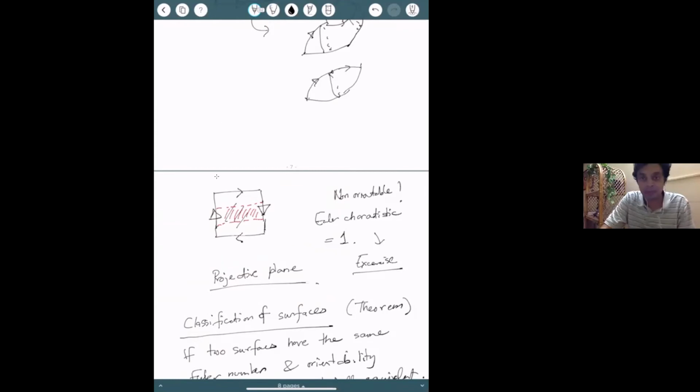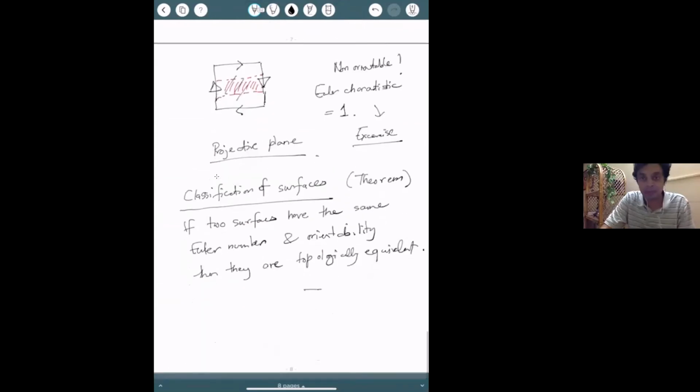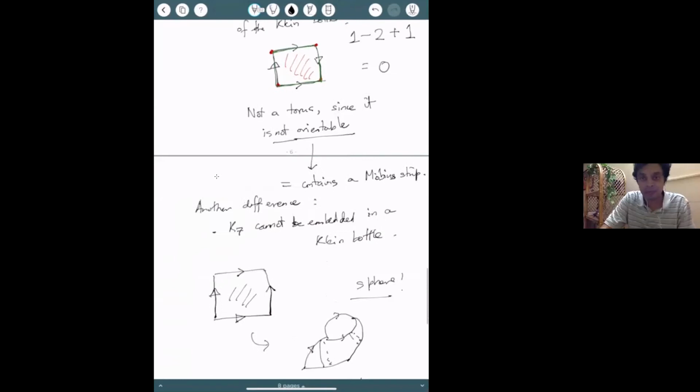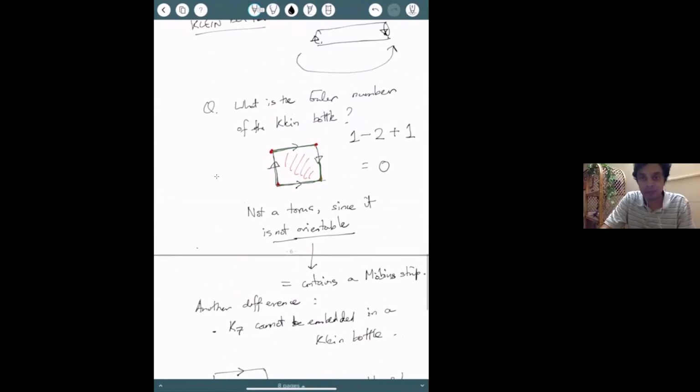I have a question. I could not understand how you built up the Klein bottle, the arrow thing. Yeah, this one? Can you repeat it?